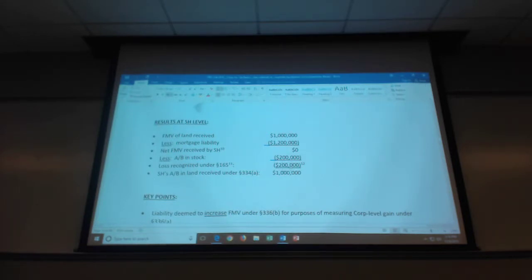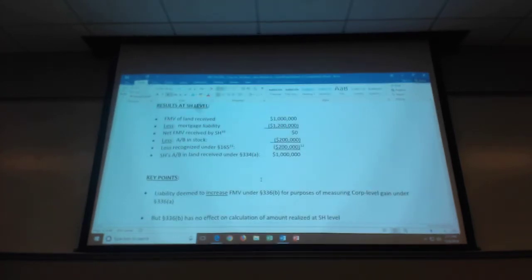So when the dust settles, the shareholder has a $200,000 loss on this fact pattern, probably under Section 165 rather than under 331. And on this fact pattern, it's a capital loss, not an ordinary loss. There are circumstances in which a corporate shareholder might be entitled to claim an ordinary loss on the liquidation of an insolvent corporation. Again, that's a more advanced issue.